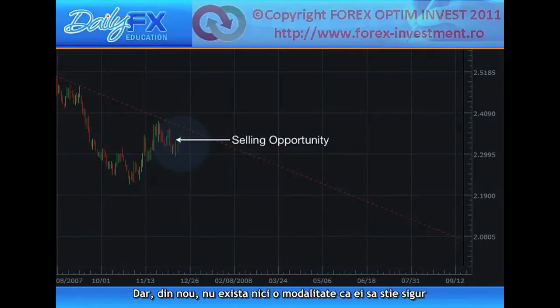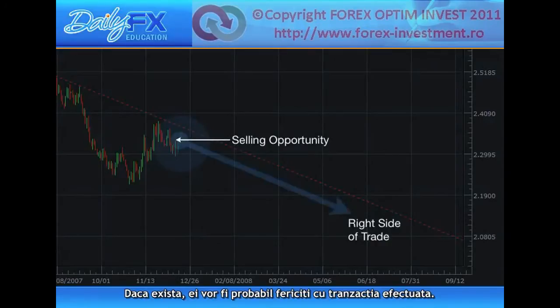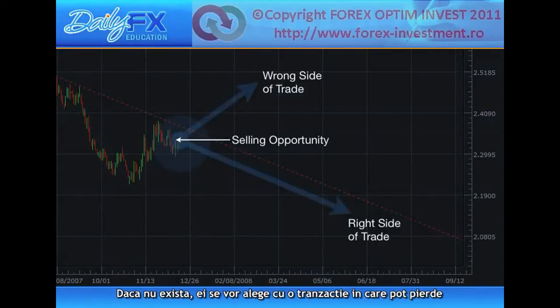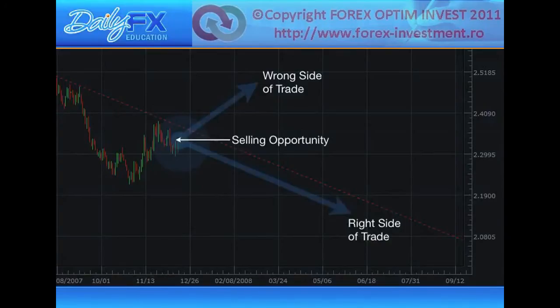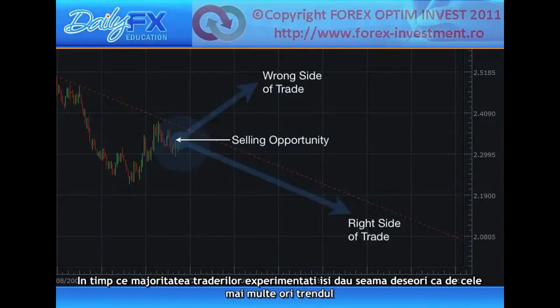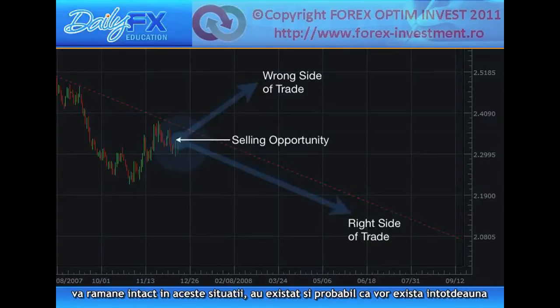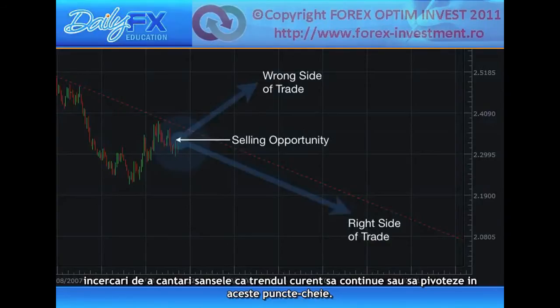But again, there's no way to know for sure if there will be more selling to keep the downtrend intact. If there is, they will probably be happy with the trade. If there is not, they will probably end up in a losing trade and can only wish that they had known how the market was going to react prior to entering. While most experienced traders realize that more often than not, the trend will remain intact in these situations, there have been and probably always will be attempts to judge the chance of a current trend continuing or changing at these key points. One of the most popular methods today is the use of Elliott wave theory.